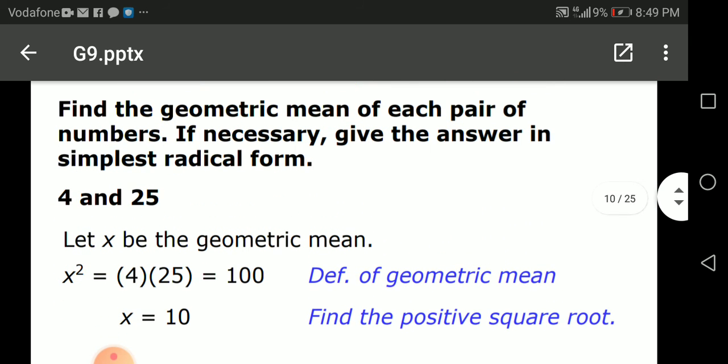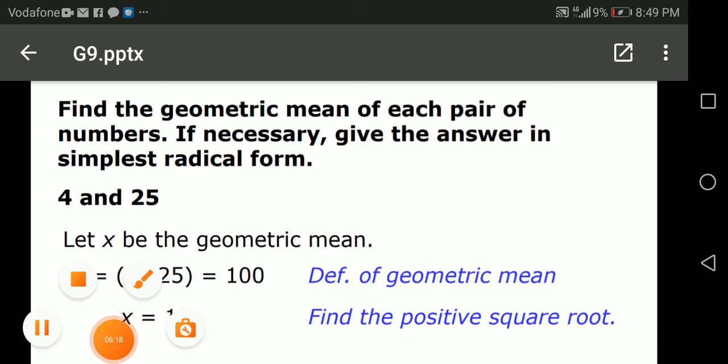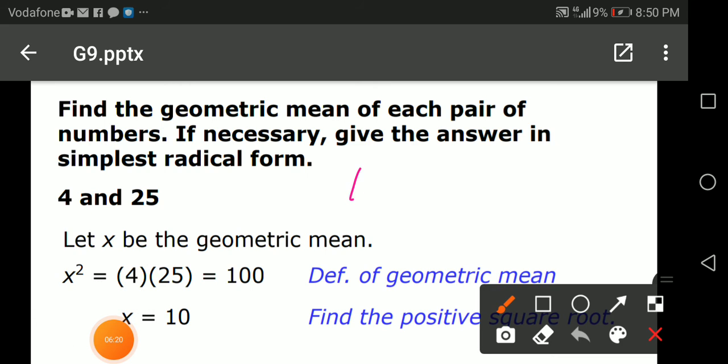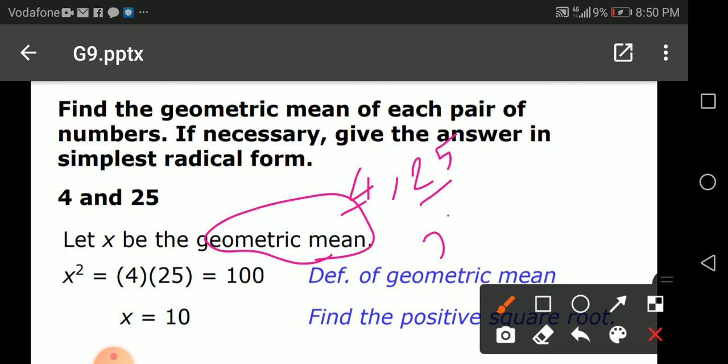Let's see. When a question comes like this: find the geometric mean of each pair of numbers. If necessary, give the answer in the simplest radical form. I have here two numbers, 4 and 25. How can I solve this? I write, let x be the geometric mean. He asks me for the geometric mean, so let x be the geometric mean. Number 1 times number 2, number 1 which is 4, multiplies 25.